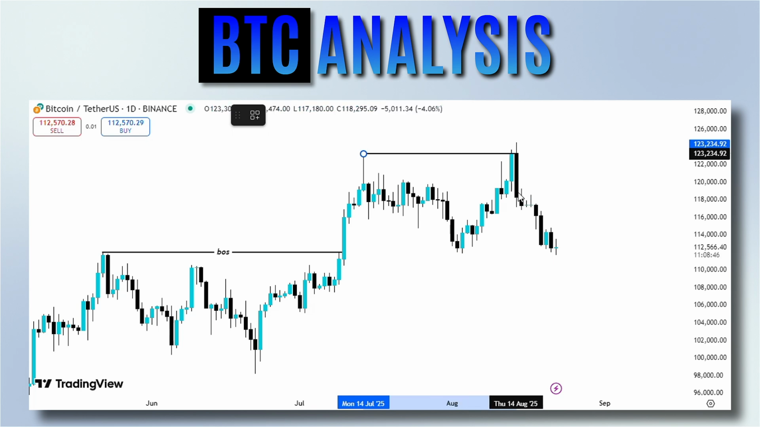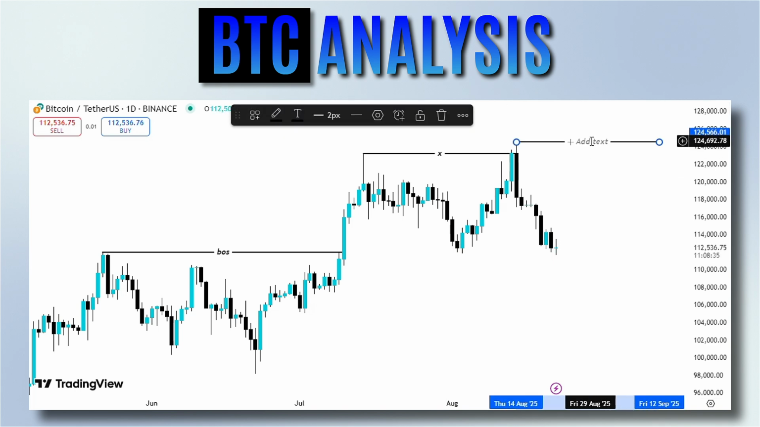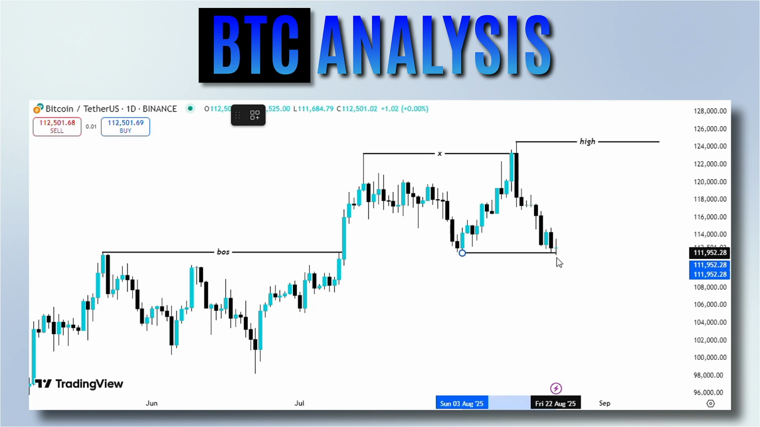Let's start with our highest time frame, the daily chart, to understand the macro trend. As you can see here, the market structure is fundamentally bullish. We have a clear break of structure, or BOS, where the price broke decisively above a previous major high. This confirms that the buyers are in long-term control. However, after putting in that new high, the price has started a natural corrective pullback.